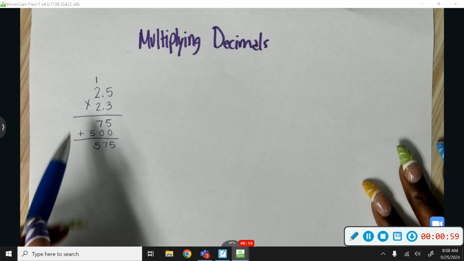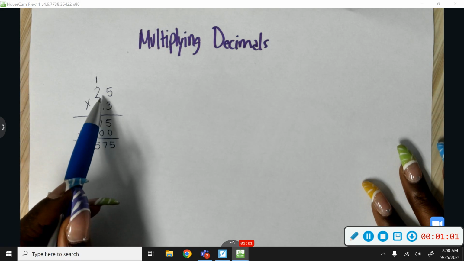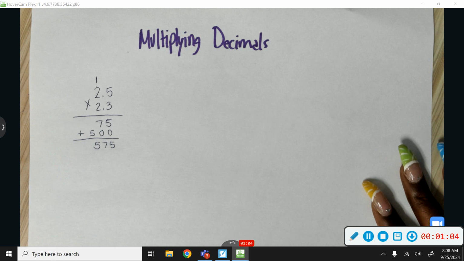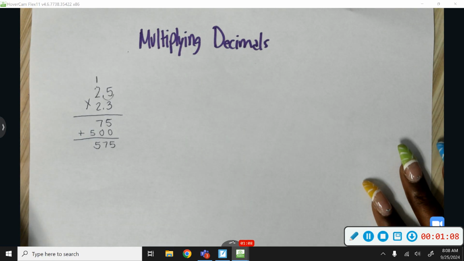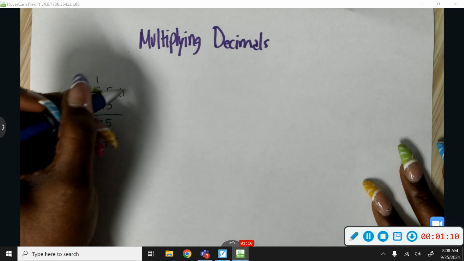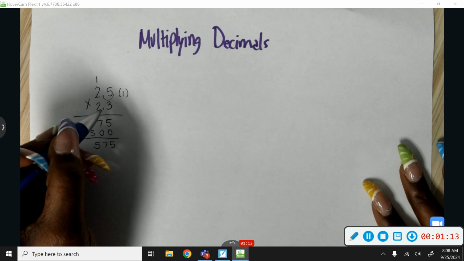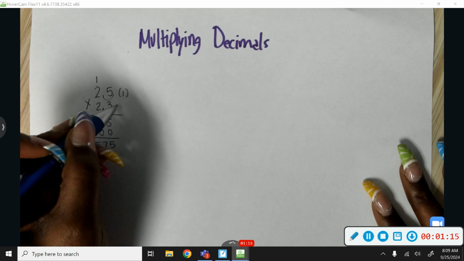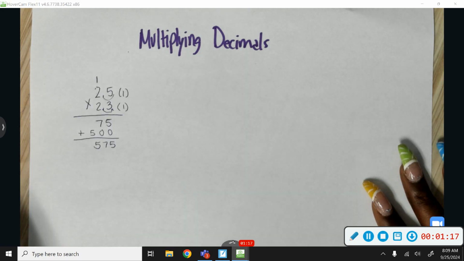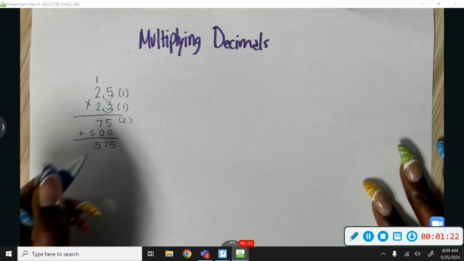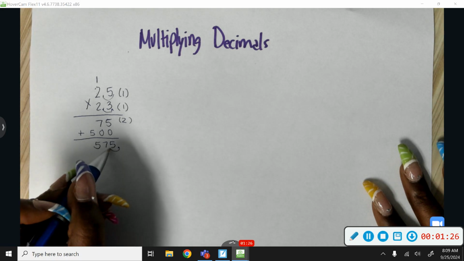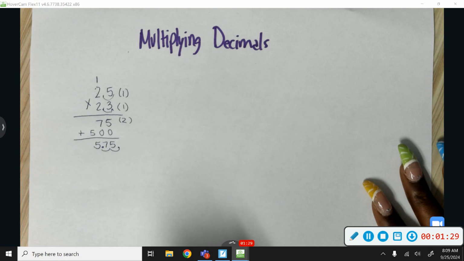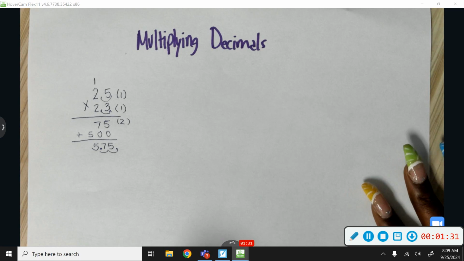In this case, I would just look and see how many times I need to move my decimal. So if I look at my first number, to make it into a whole number, I move my decimal 1 time. Same thing here, I move my decimal 1 time. And so that's a total of 2 times I need to move my decimal. Decimal starts at the back. 1, 2.